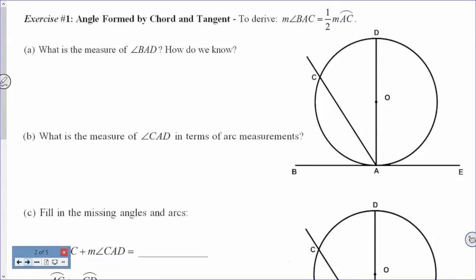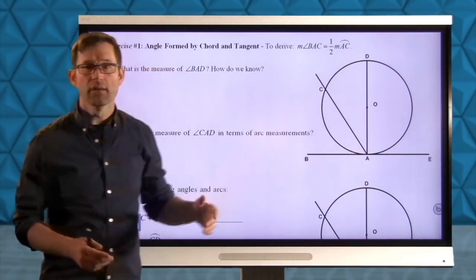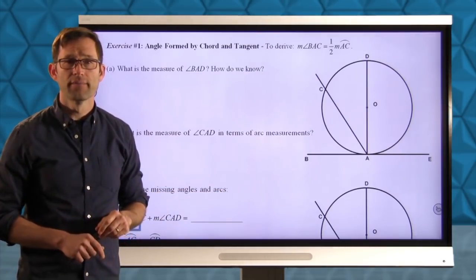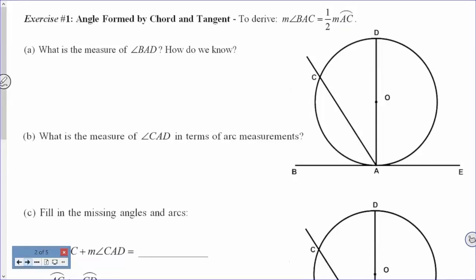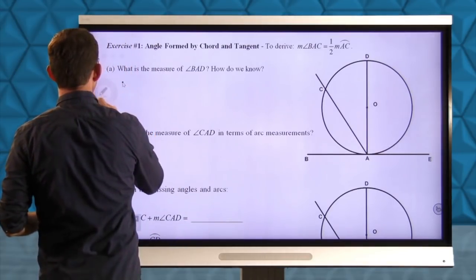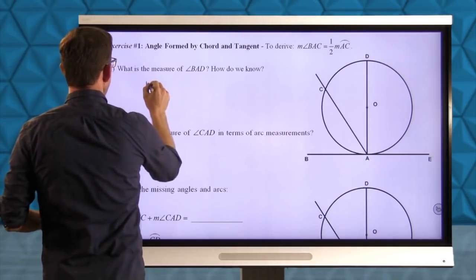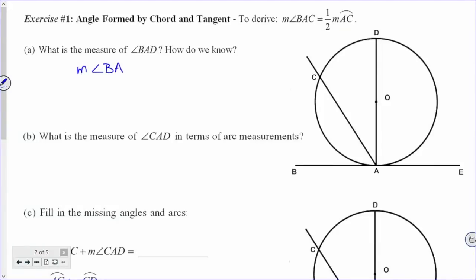All right, to derive that the measure of angle BAC is 1/2 the measure of arc AC. So letter A, simple enough, asks us, what is the measure of angle BAD? How do we know? Pause the video now and write that down. All right, well, let's do it. Hopefully, because this wasn't that many lessons ago, the measure of angle BAD is 90 degrees.